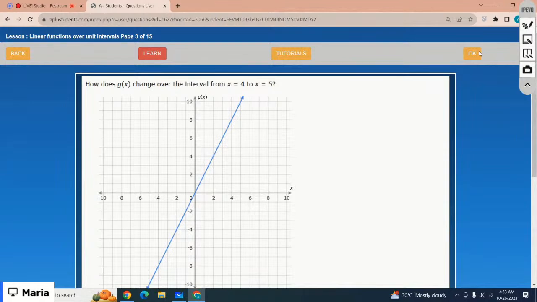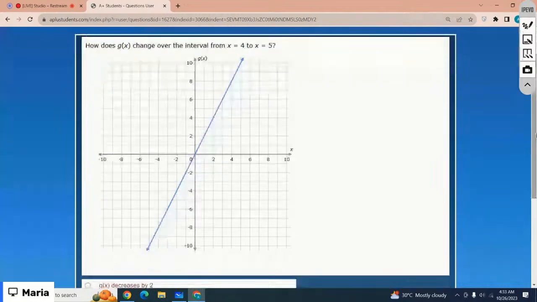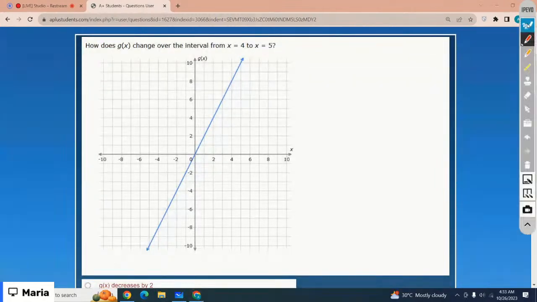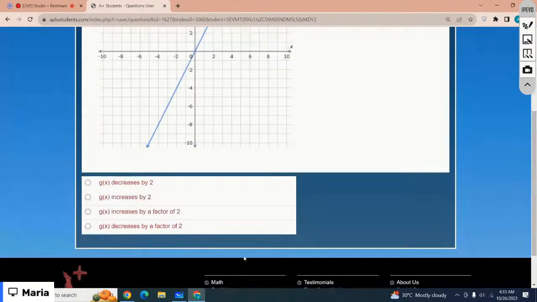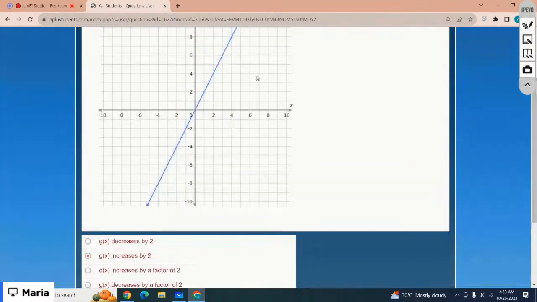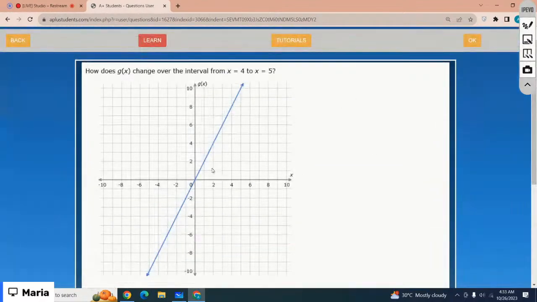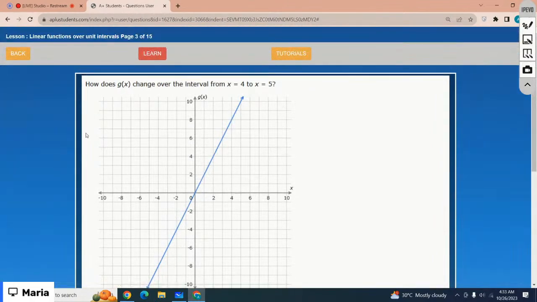Okay, how does g of x change over the time interval x equals 4 to x equals 5? So x equals 4 is 6 and x equals 5 is 10. The function is increasing by 4, right? So the correct option is increases by 2. Mm, yes, 8 to 10, the function increases by 2, right?